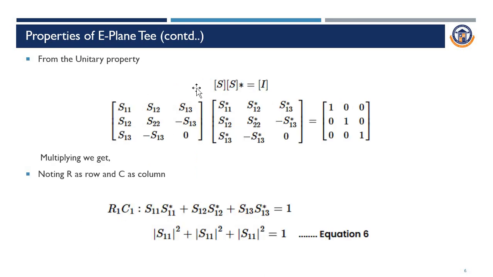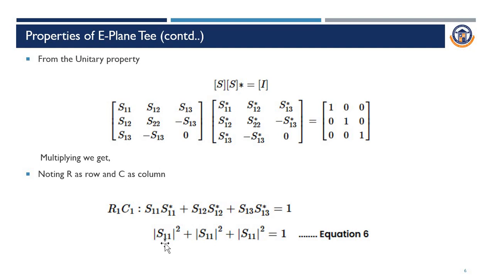From the unitary property, S into S star equals I, the matrix with complex conjugates, which is equal to the identity matrix. Multiplying, noting R as row and C as column, we multiply row 1 and column 1. So S11 into S11 star plus S12 into S12 star plus S13 into S13 star is equal to 1.